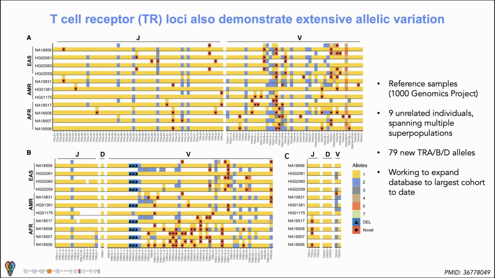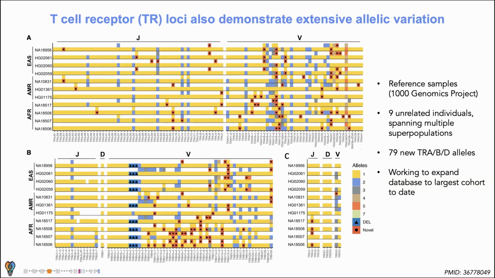And what I'm showing you here is that the genes here are aligned across the y-axis. These are the alpha, beta, and delta genes of the T cell receptor. Gamma isn't represented here. But even in these only 9 individuals across 3 major global populations, we identified almost 80 new alleles. So any box that is red with a black dot represents a novel allele that hasn't been seen in the database before. And then any block that is blue with a triangle represents a deletion.